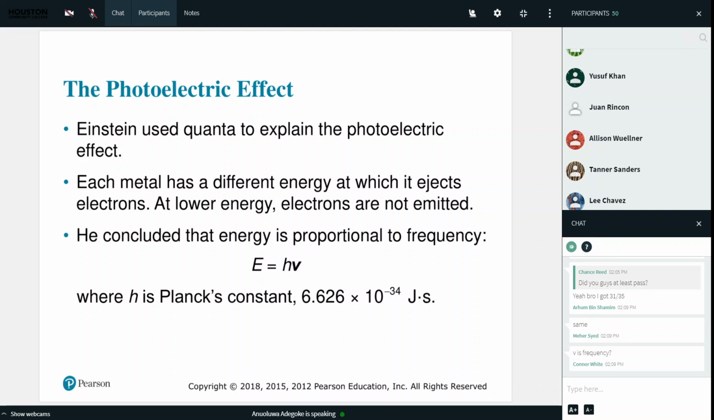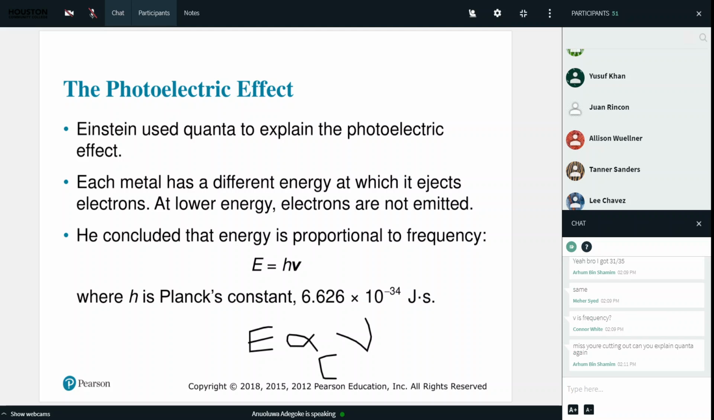Now, the photoelectric effect, explained by Einstein, concluded that energy is directly proportional to frequency. The higher the frequency, the higher the energy. To remove the proportionality, we introduce Planck's constant, which is h. So when you remove the proportionality, energy equals h nu, where h is Planck's constant.